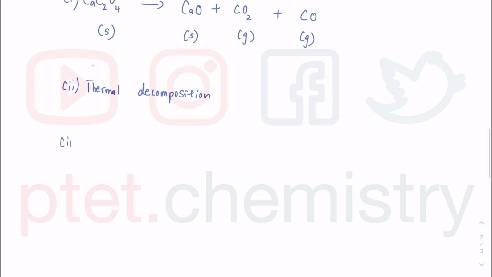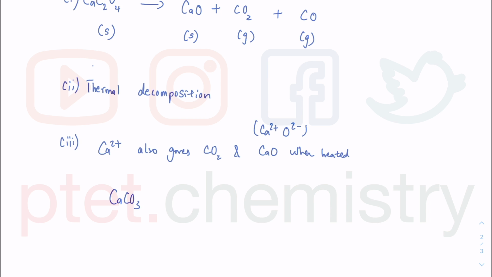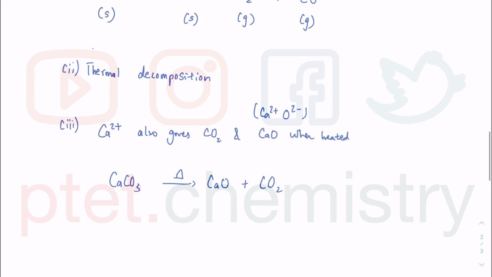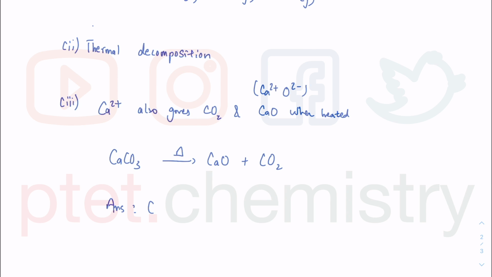The last part of this question is identify another compound containing calcium ions. Basically, you must have calcium 2 plus. It must also give CO2 and calcium oxide, which is Ca2 plus O2 minus, meaning the formula is going to be CaO, when heated. So I just talked about thermal decomposition of group 2 compounds. You can imagine that calcium carbonate is going to be one of the sources. So when you heat this, you're going to get calcium oxide plus CO2. The answer you're looking for is obviously calcium carbonate.